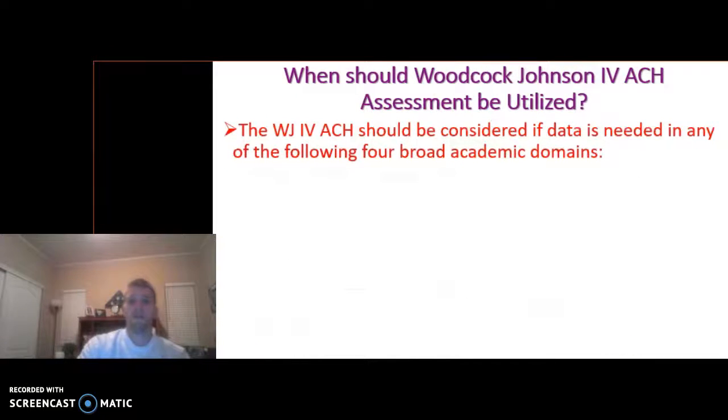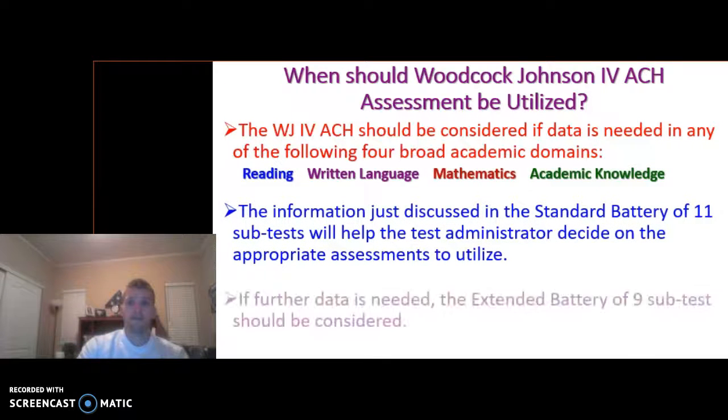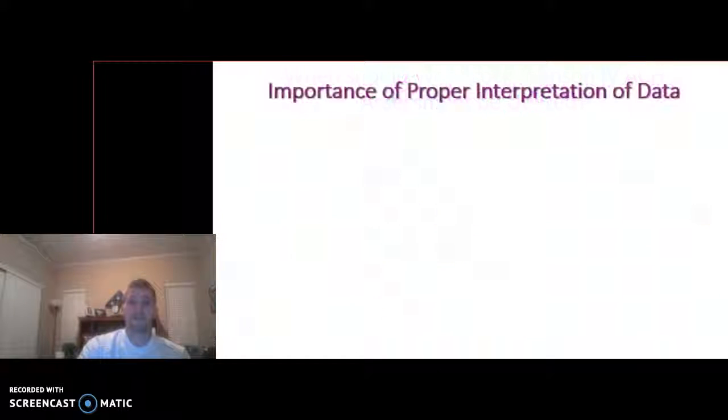So when should the Woodcock-Johnson Edition 4 be used? It should be used if data is needed in any of the following 4 broad academic areas as discussed earlier: reading, written language, mathematics, academic knowledge. And the information we discussed in the standard battery of 11 subtests will help us decide, and you decide, on the appropriate assessment to utilize. If further data is needed, the extended battery of 9 subtests should be considered.